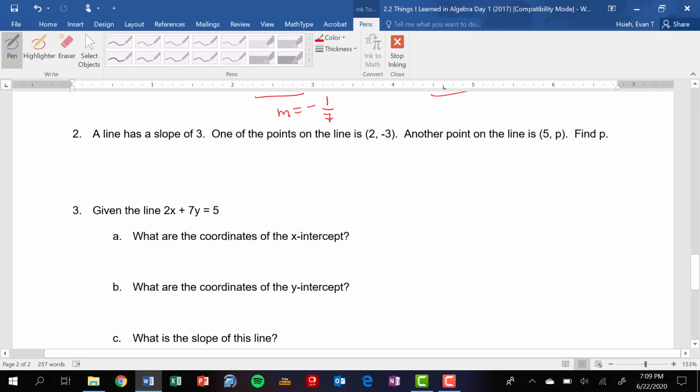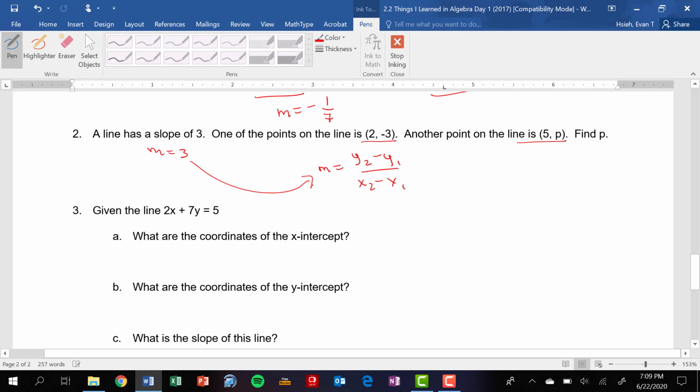Okay, next problem here, it says that a line has a slope of 3, so my slope is 3. One of the points is (2, -3), the other point is (5, p). Two things you can do here. You can either plug it into point slope form, or I can plug it into the slope formula. Remember, they're identical. So let's just use the slope formula. m is equal to y sub 2 minus y sub 1 over x sub 2 minus x sub 1. And let's just start plugging in here.